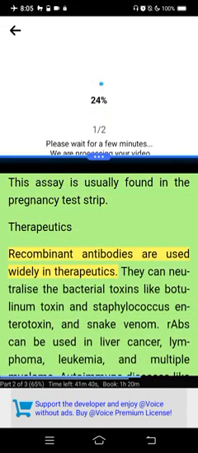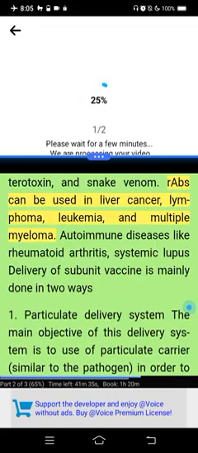Therapeutics. Recombinant antibodies are used widely in therapeutics. They can neutralize the bacterial toxins like botulinum toxin and staphylococcus enterotoxin, and snake venom. RABs can be used in liver cancer, lymphoma, leukemia, and multiple myeloma, and autoimmune diseases like rheumatoid arthritis, systemic lupus.